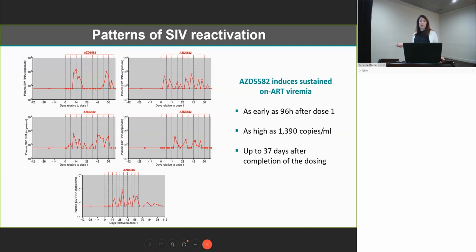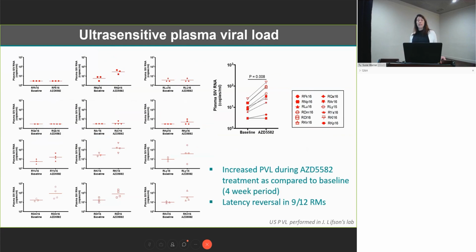Furthermore, using an ultra-sensitive assay with a limit of detection of 3 copies of SIV RNA per milliliter of plasma, we showed that an additional 4 monkeys also experienced an increase in plasma viral load during the treatment with AZD5582, as compared to a baseline that was defined as the median plasma viral load during a 4-week period right before we initiated the AZD5582 treatment. So overall, 9 of the 12 rhesus macaques treated with AZD5582 experienced some level of latency reversal.